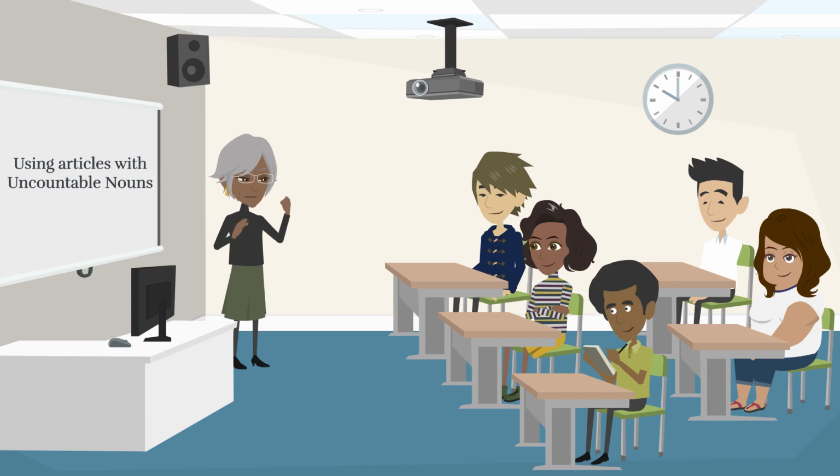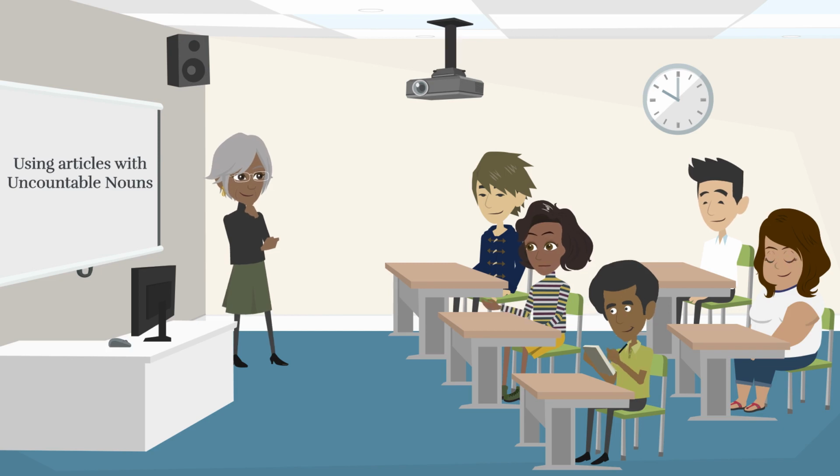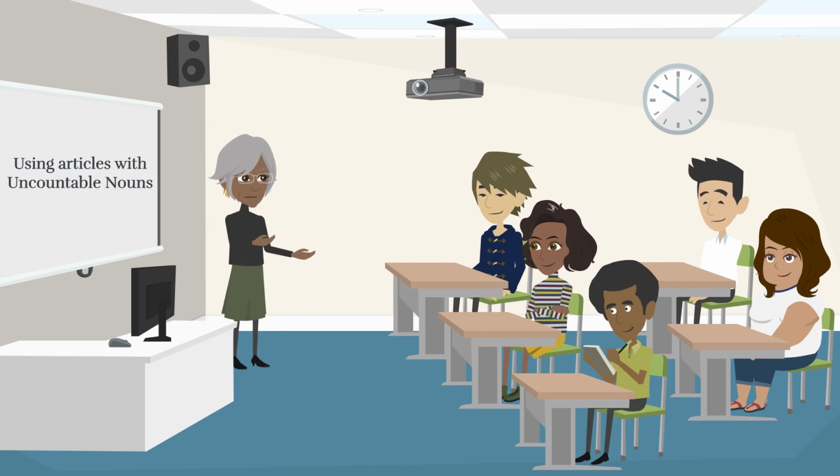Let's begin. Can anyone remind me what articles are? Articles are small words used before nouns to indicate whether we are talking about specific or general things. Excellent. You're absolutely right. Today, we will focus on using articles with uncountable nouns. Let's jump into our animated conversations to understand this better.